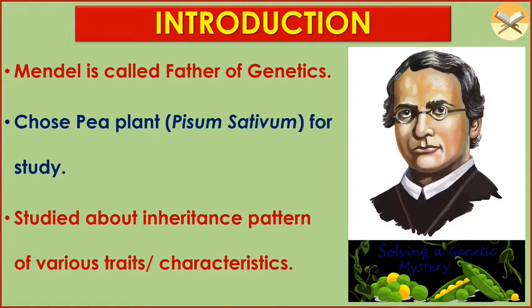Introduction. Gregor Mendel did great work in the field of genetics, I must say fruitful work. Therefore he is called the father of genetics. He chose the pea plant for his study. The botanical name of the pea plant is Pisum sativum. He chose the pea plant because of its many good characteristics. He studied the inheritance pattern of various traits and characteristics of these pea plants and their transmission from one generation to the next generation.